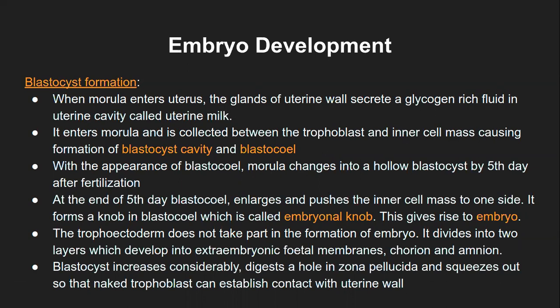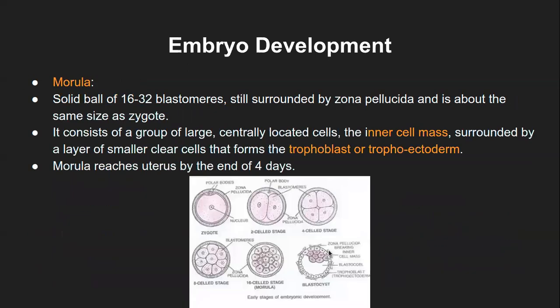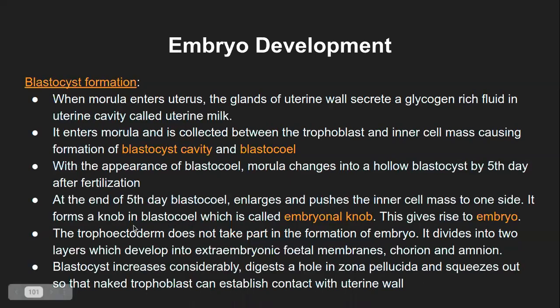Now, at the end of the 5th day, the blastocele will enlarge and push the inner mass to one side. It forms a knob, again a mass in the blastocele, which is called the embryonal knob, and this gives rise to the embryo. So these cells will form this knob, and that is what is known as the embryonal knob.